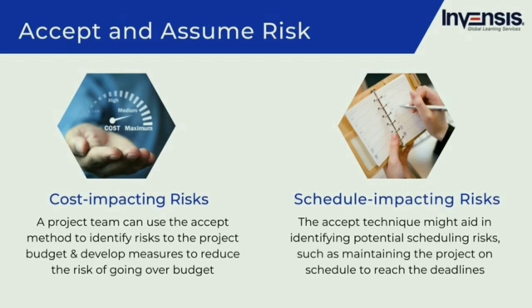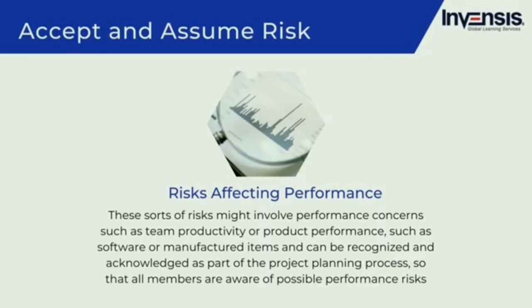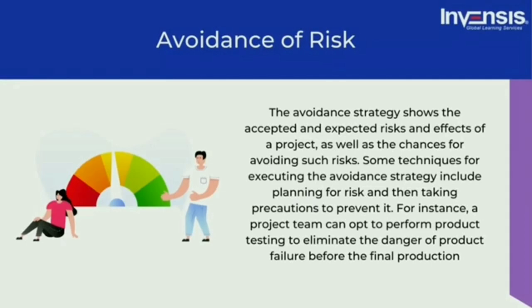Second, schedule impacting risks. The accept technique might aid in identifying potential scheduling risks, such as maintaining the project on schedule to reach the deadlines. Third, risks affecting performance. These sorts of risks might involve performance concerns such as team productivity or product performance, such as software or manufactured items, and can be recognized and acknowledged as part of the project planning process, so that all members are aware of possible performance risks. The second risk mitigation strategy is avoidance of risk.